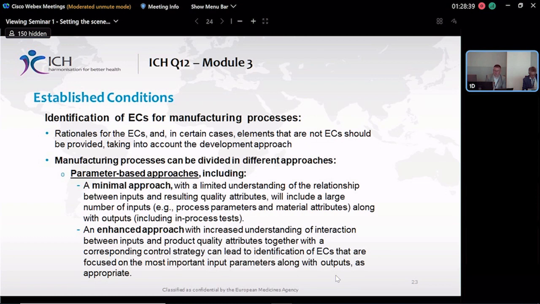parameters and outputs. So really, if a company does a lot of work, they do multifactorial experimentation, they look at the interaction between different parameters, they understand the impact of different manufacturing process steps on the product quality, this company would have a much better understanding of the risk posed by a change to their manufacturing process. So they may have fewer established conditions and lower reporting categories than an applicant who'd followed a minimal development approach.